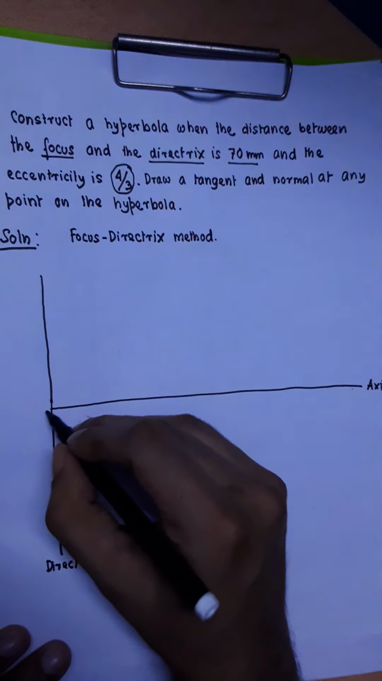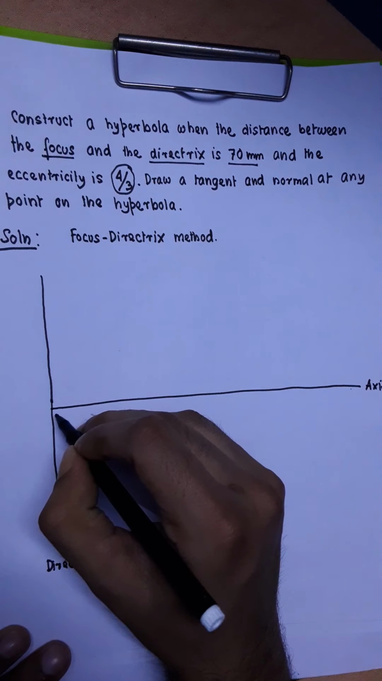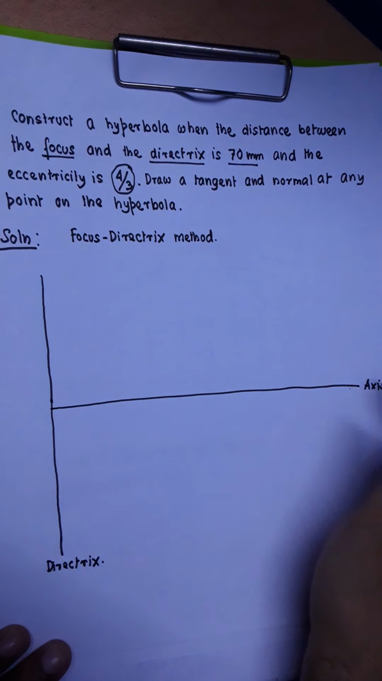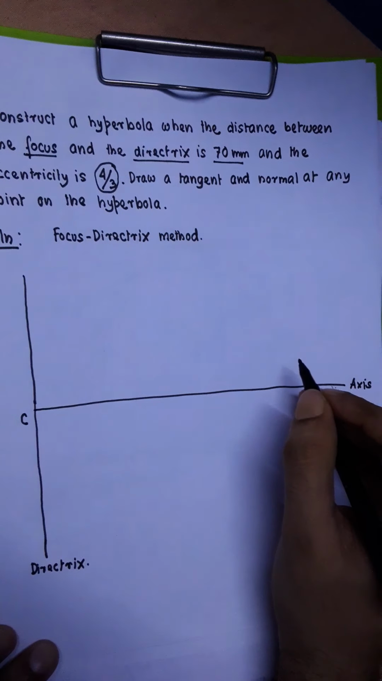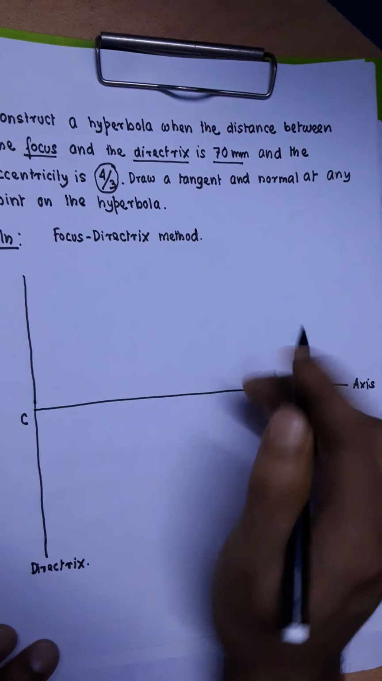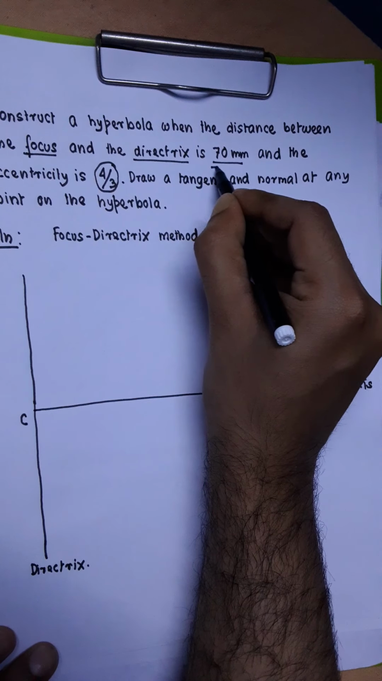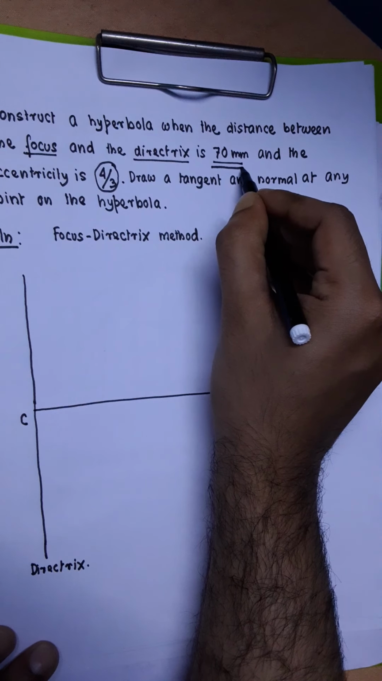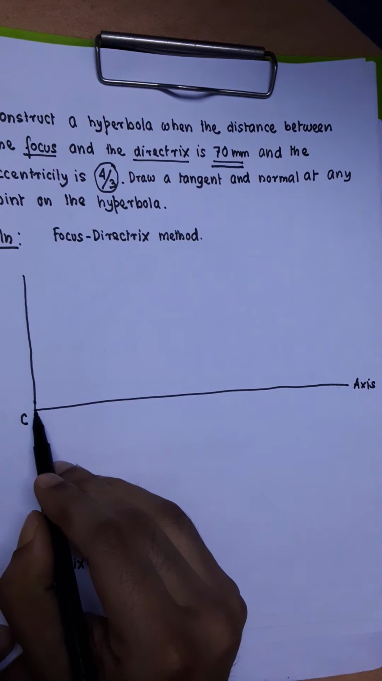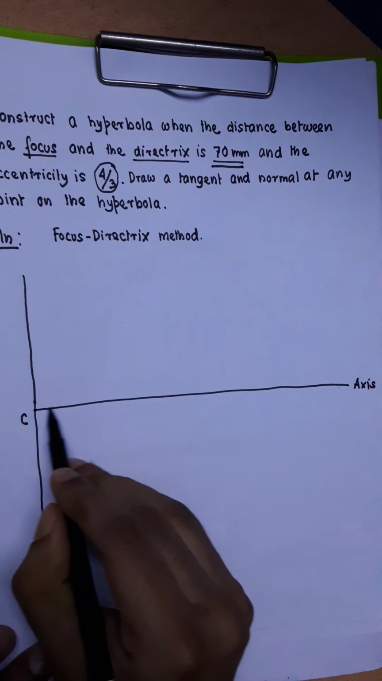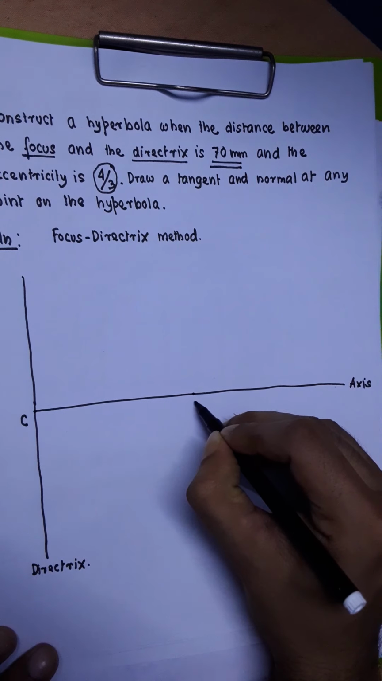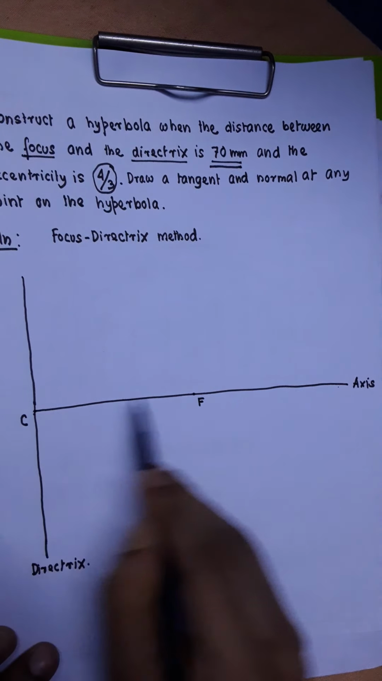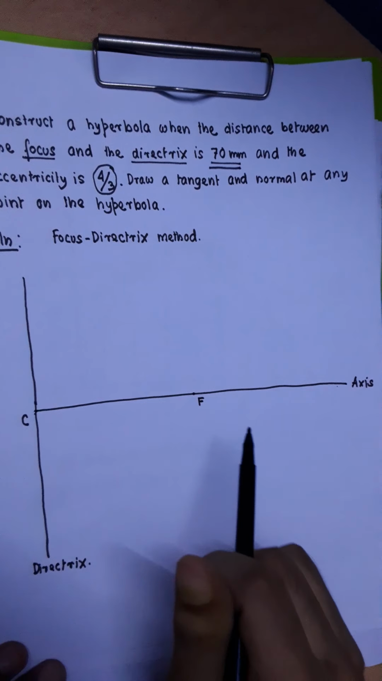Okay, and the point where the axis and the directrix intersect each other perpendicularly, that point let us denote by the capital letter C. Now we have to locate the focus. It is said that the focus is at a distance of 70 millimeter from the directrix. The focus will always lie on the axis. So from the point C, we have to move along the axis by a distance of 70 millimeter and locate the focus. So if this is the focus, the distance between the points C and F is 70 millimeter.